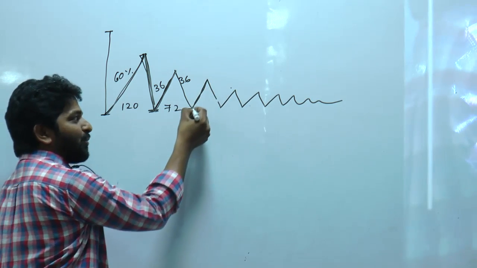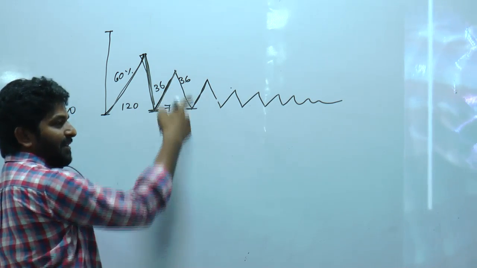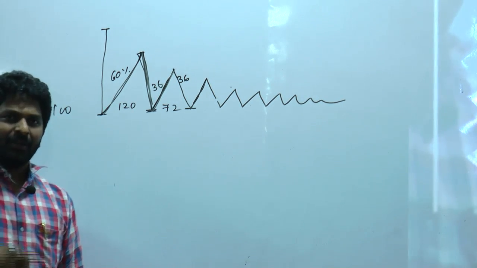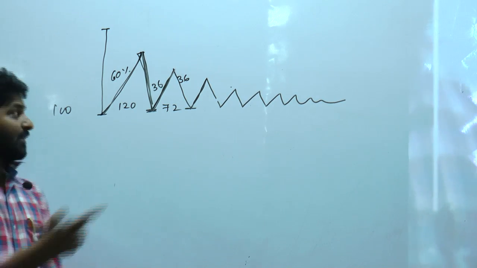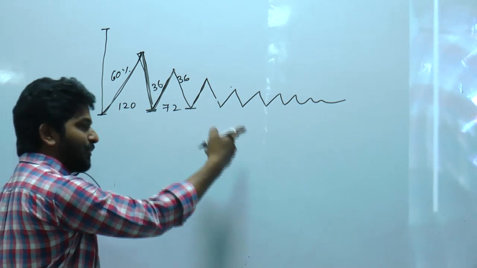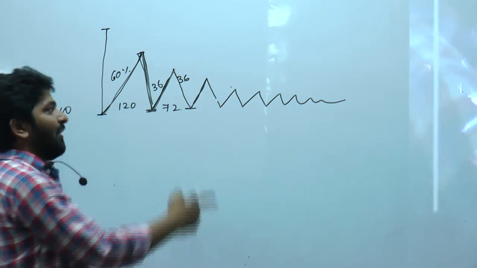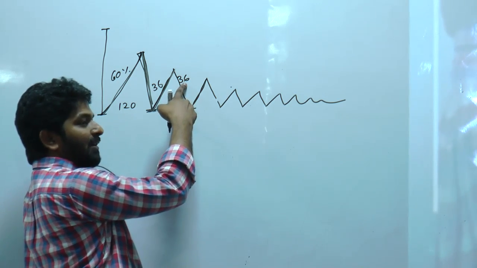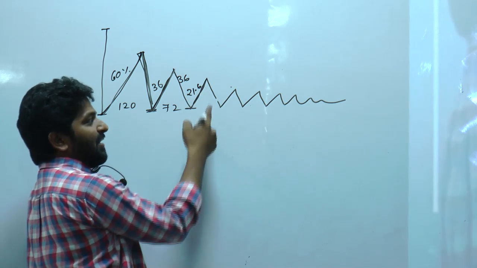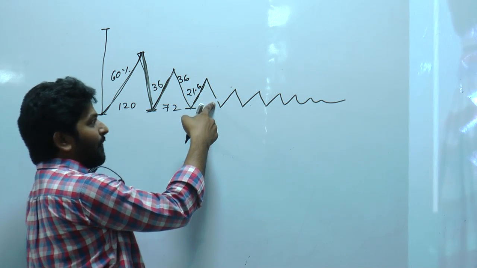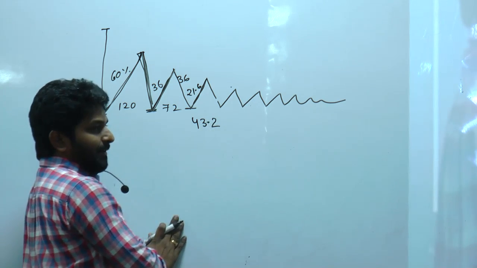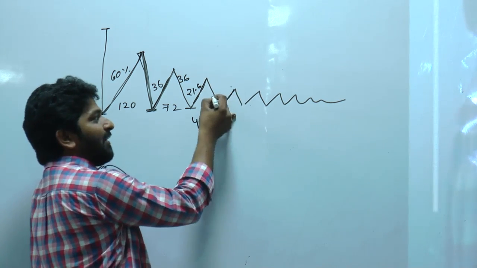Now what is the height of this one? 60% of this. See, every time you are calculating 60% of 60% of 60%, it will be powers of 6: 6 square, 6 cube, and so on. What is 60% of this number? 6 cube, which is 216. Let it be 21.6. And this is also 21.6. So total 43.2%.